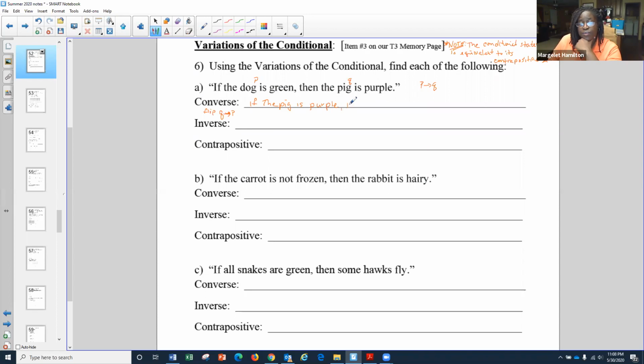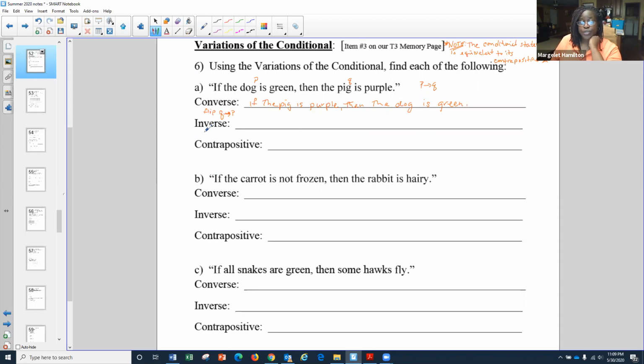Then what? The dog is green. And there's our converse. Still going to be an if-then statement, okay? Because we know it's still going to be if-then. We just brought our Q statement first, then our P.